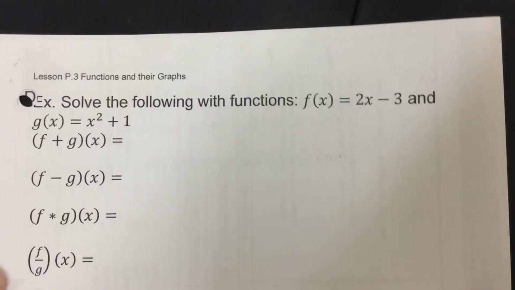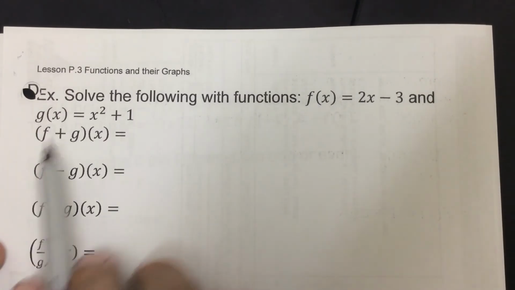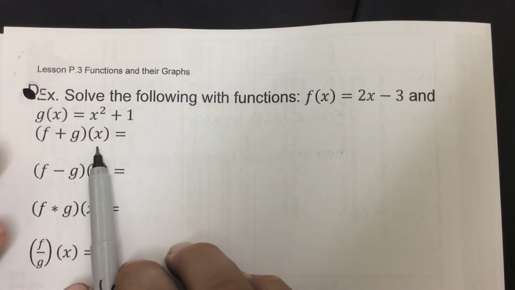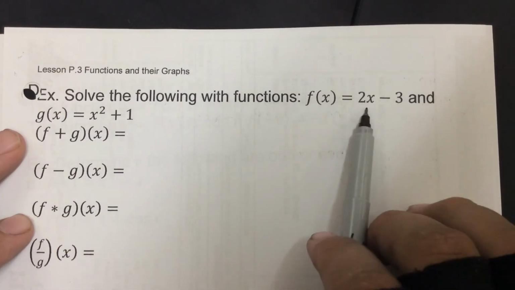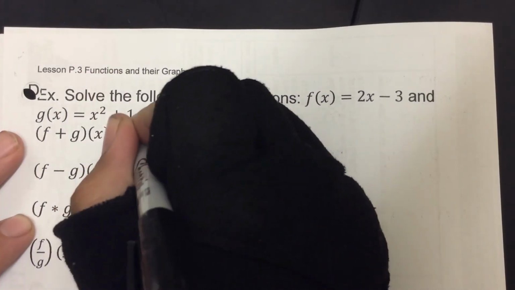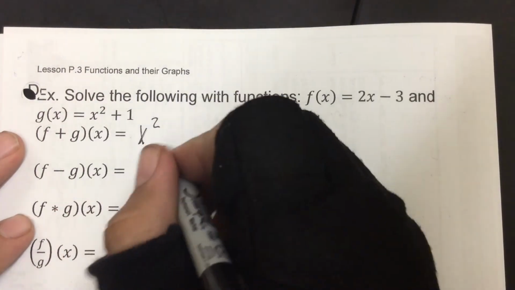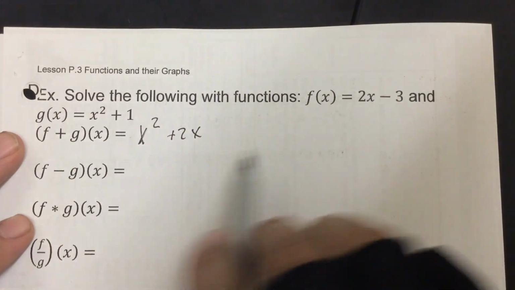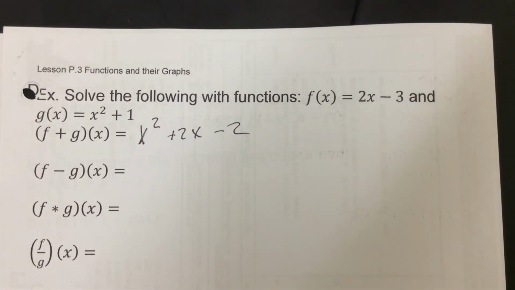All right, so if we have these two functions, f of x is 2x minus 3, g of x is x squared plus 1. So if we add them together, we're going to add like terms. So x squared, this one's got it, this one don't. So we're only going to have the 1x squared. We have a 2x, this one doesn't have anything, so plus 2x. And I have 1 plus a negative 3, which would be a minus 2. So add like terms when you're doing it.